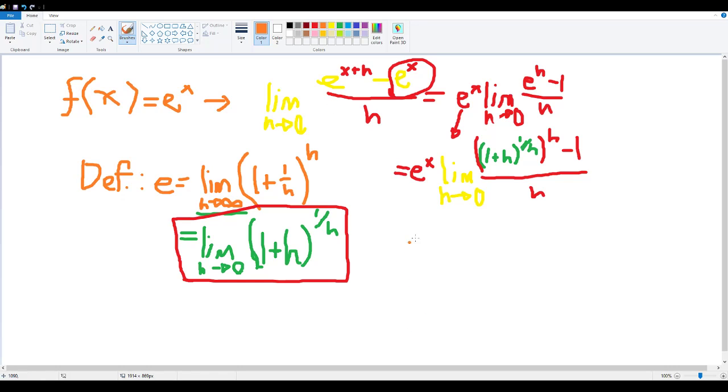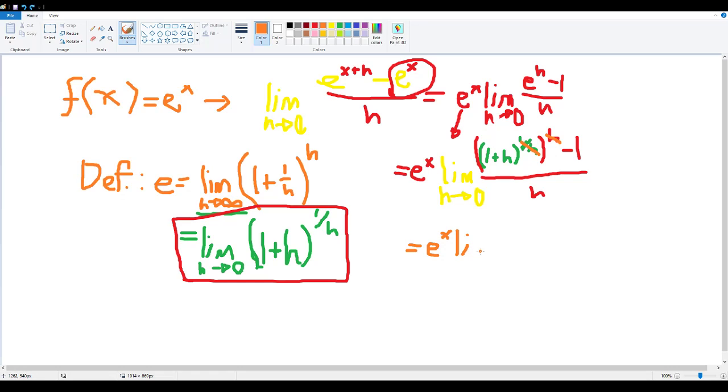Now, down here, we need another h here, and as you can see, this is very important, because we can multiply these two. h over h is going to cancel, and we'll be left like that. So now we have e to the x times the limit.